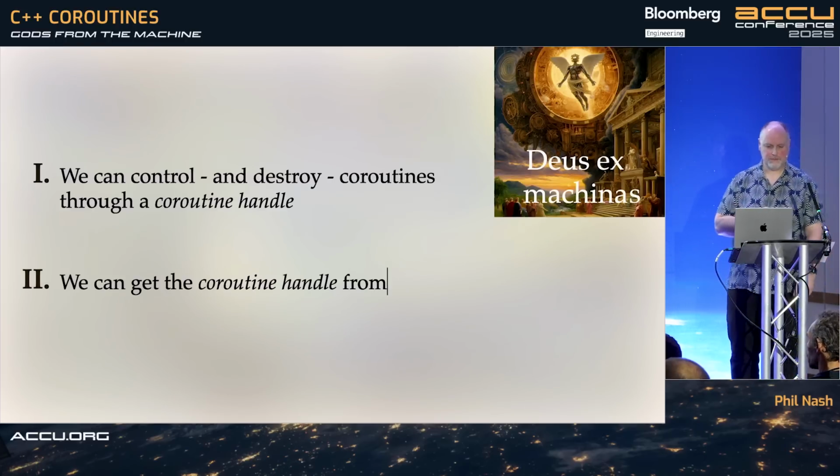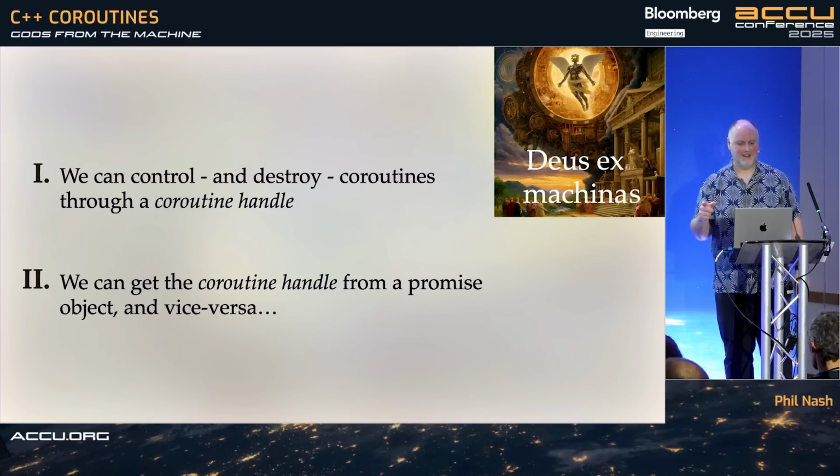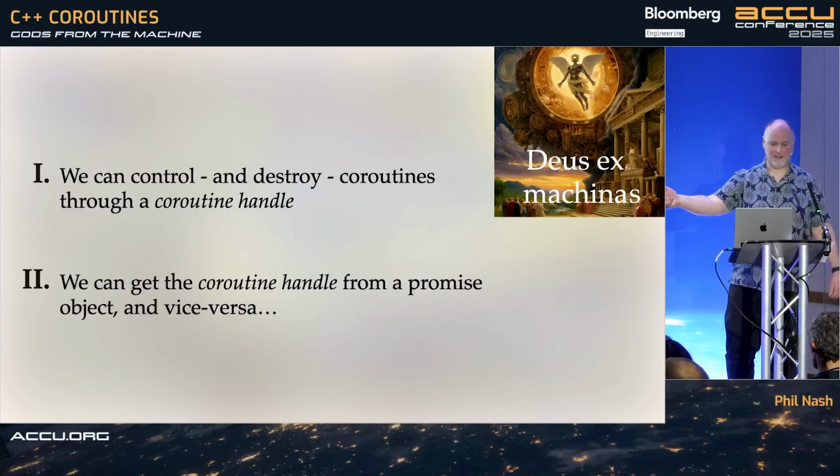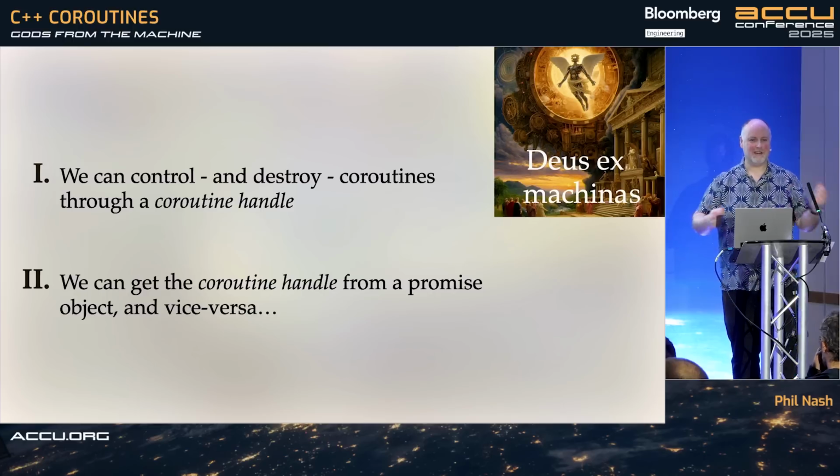How do we get the handle? We can get a coroutine handle from a promise object, and also, confusingly, vice versa. So how do you get a promise object? You get it from the coroutine handle. How do you get the coroutine handle? We get it from the promise object. Right, we've got to break the deadlock somewhere.